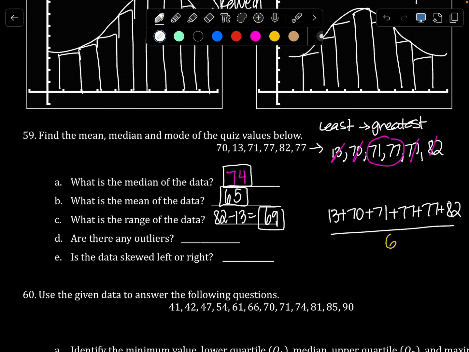Are there any outliers? 13. It's very far away from everybody else. Is this skewed left or right? Left, because of that outlier. The smaller you are, the more you are to the left. The larger you are, if there's an outlier to the right, it's going to be skewed to the right.